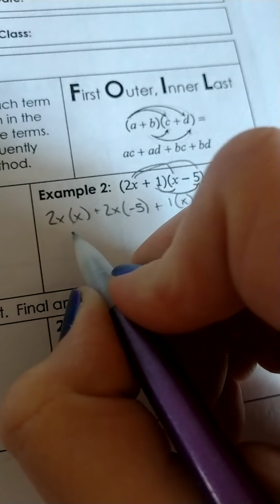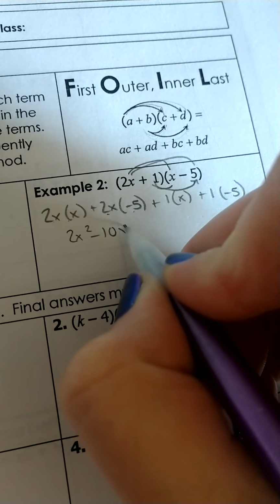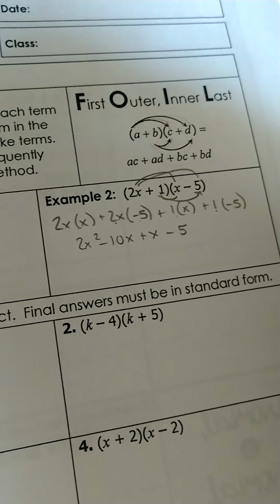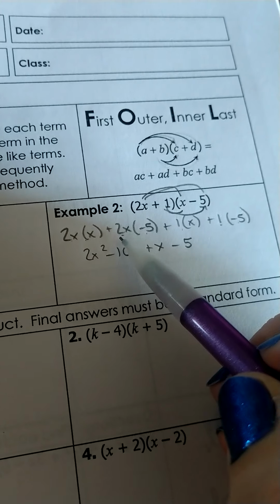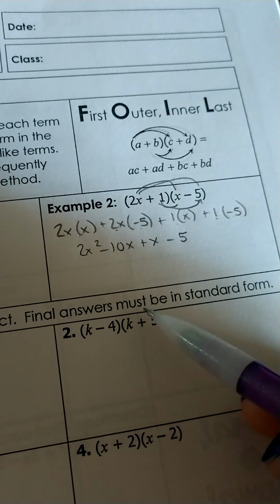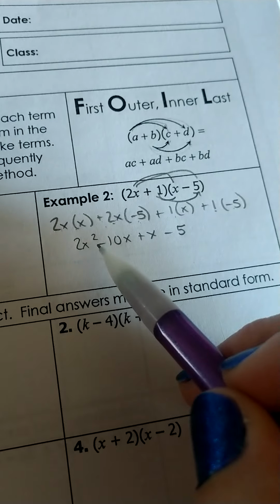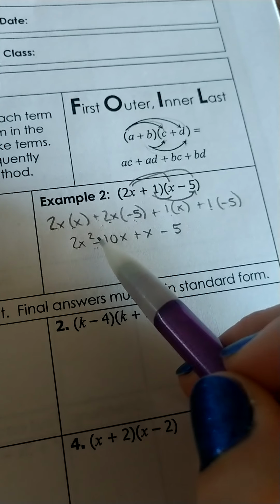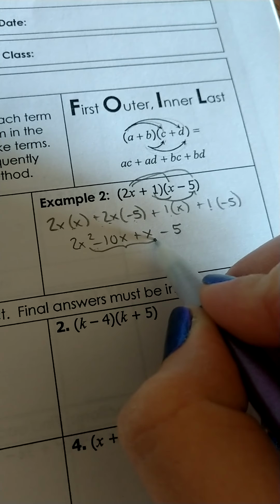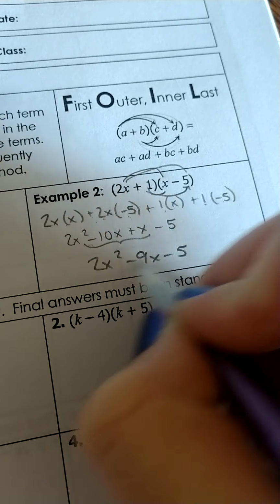So 2x times x is 2x squared. 2x times a negative 5 is a negative 10x. 1 times x is x. 1 times negative 5 is negative 5. Right here is where I want you to be careful. I have a lot of you that are still writing like plus minus 10x. Make sure you pay attention to your sign. It's a positive 2 times a negative 5. It's a negative 10. Don't have two operations there. Only have one. Combine your like terms. Negative 10 plus 1 is negative 9. So you have 2x squared minus 9x minus 5.